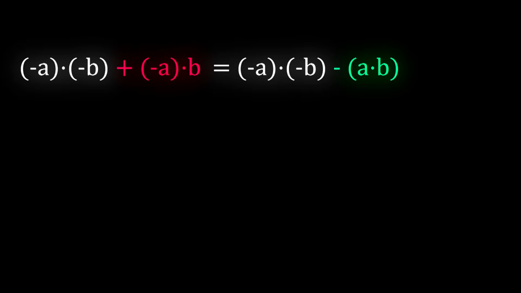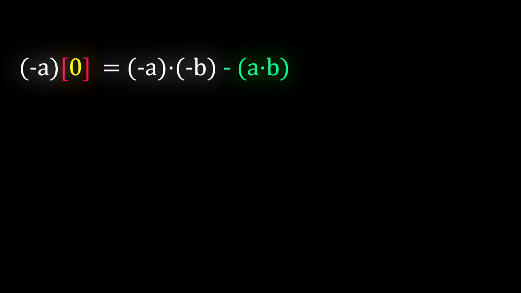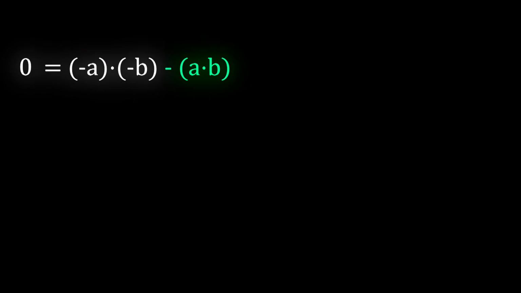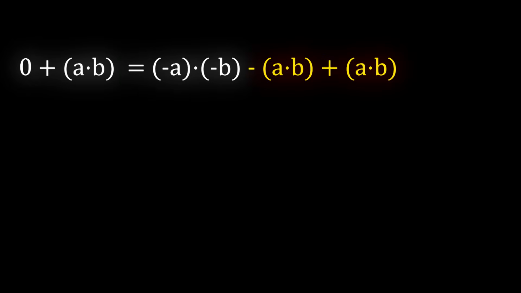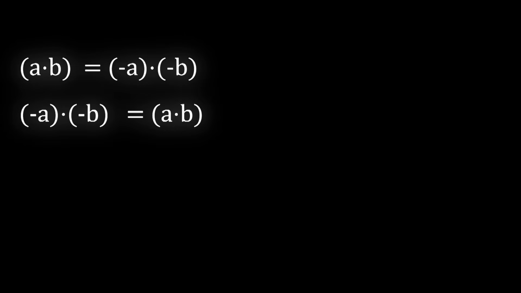Now let's add negative A times negative B on both sides. Now let's factor negative A from this. This part adds up to 0, implying the right side is equal to 0. Now we can add AB to both sides, so this AB and negative AB cancel out, leaving us with negative A times negative B equals AB, and we are done.